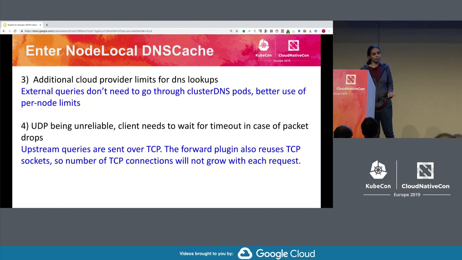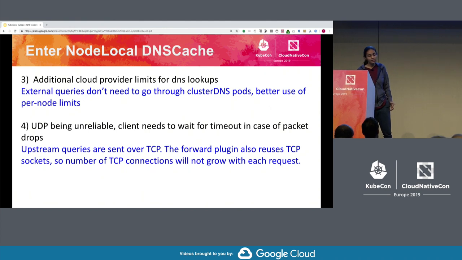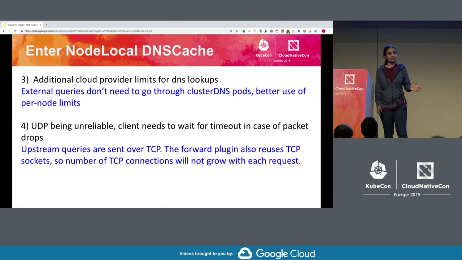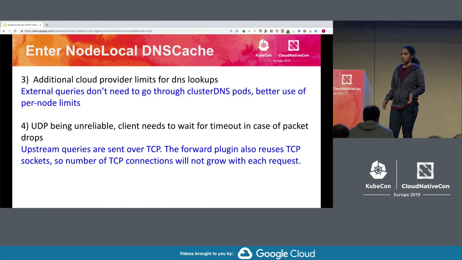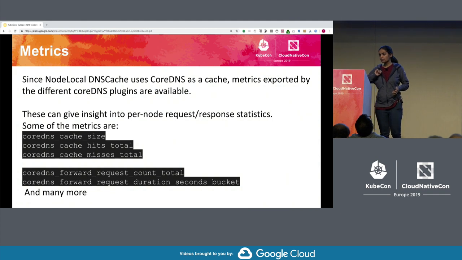And finally, we talked about UDP. So we are upgrading the connections to TCP. So that's taken care of as well. These are some of the performance benefits you get by enabling node local DNS cache. But that's not all. You get extra visibility and metrics as well.